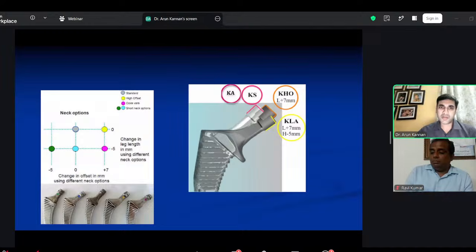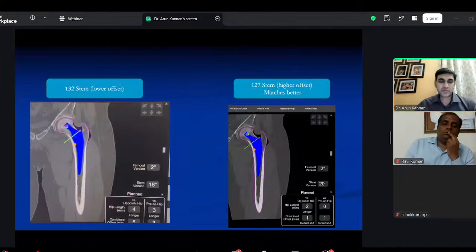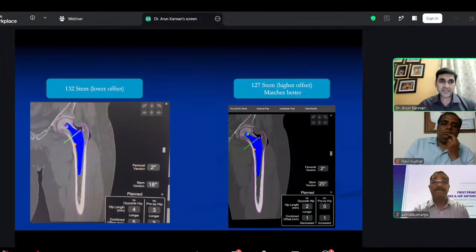This is one commonly available stem that has several neck options. You have the standard, you have the high offset marked in yellow, and a coxa vara stem where the neck angle is changed. Also, you have the short neck option. So multiple options are available. Just to illustrate the difference, here on the left, you have a 132 degree stem, which gives slightly lower offset for this patient. However, if in the same position you put a 127, which is a varus stem, it matches the patient anatomy more closely.